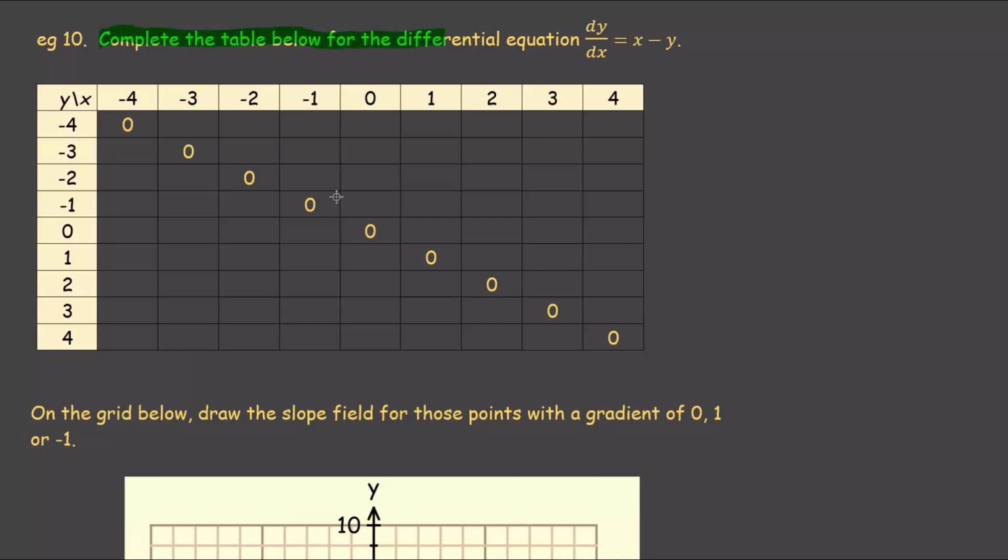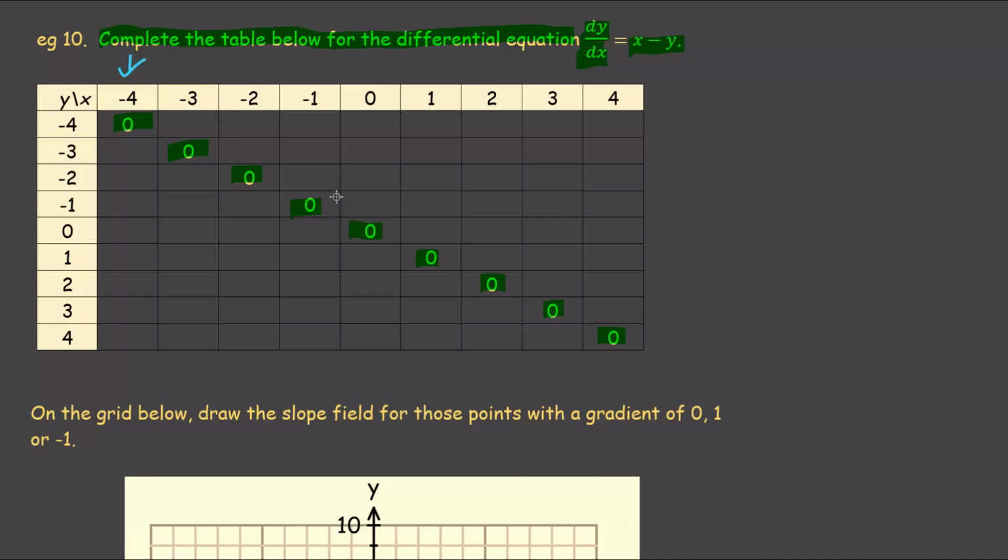Complete the table below for the differential equation dy/dx = x - y. So we can see all the ones where y and x are equal have already been put into the grid for us. So all of those are 0. So let's go down this way.